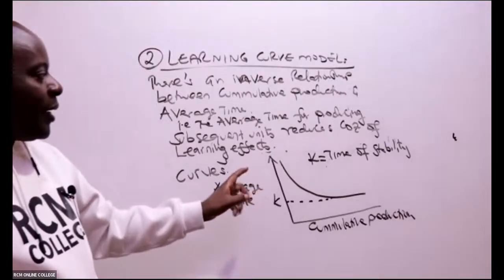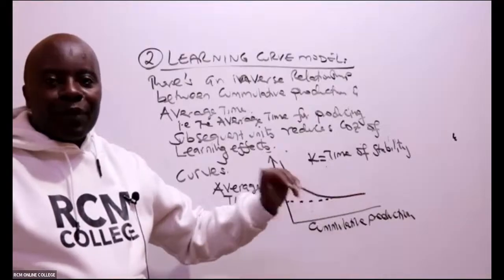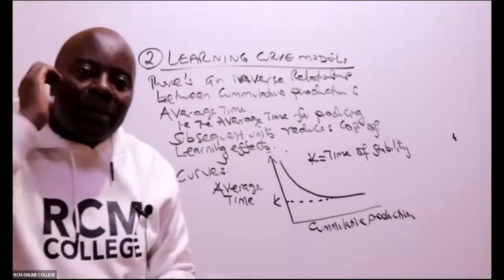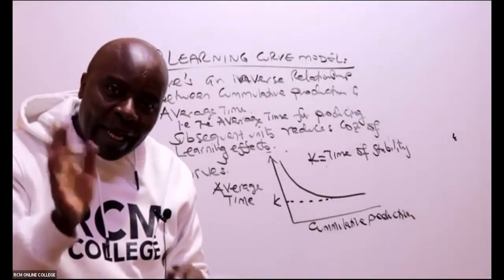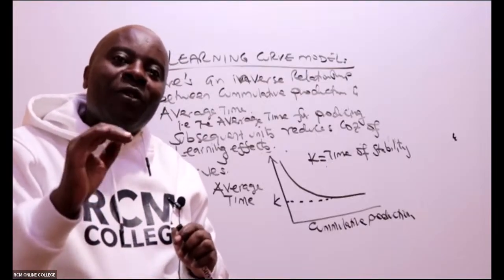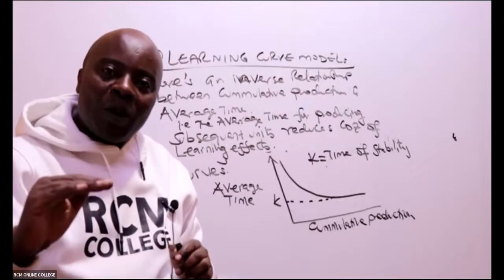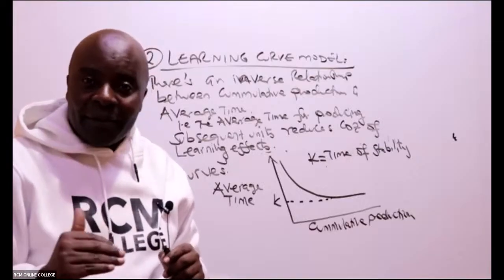So K is the time of what here? Stability. The time of stability. So it means that after you have stabilized, assuming you have stabilized on chair number 5, and chair number 5 took you 4 hours, and you've stabilized, no longer learning, then chair number 6 will take you 4 hours. Chair number 7 will also take you 4 hours. Chair number 8, 4 hours, because now you're no longer learning.